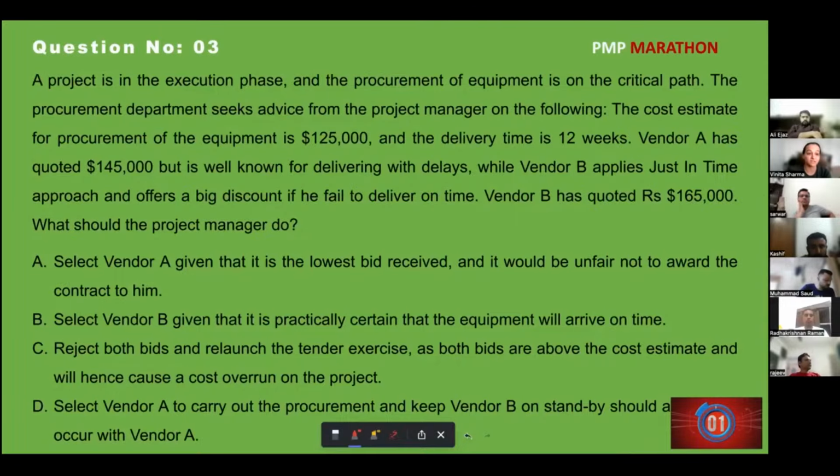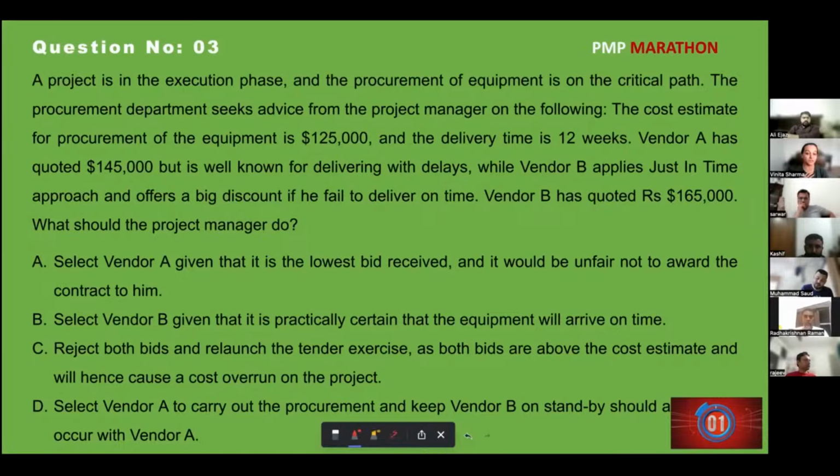but this is something in the future, we don't know, he may or may not. Vendor B is just in time. If he is late, we know he's going to deliver it on time. So looking at the options, A is select vendor A, given that it is the lowest bid received and it would be unfair not to award the contract. But since we know that he's not very good in delivering, I may keep this on standby. Option B is select vendor B, given that it is practically certain that the equipment will arrive on time.